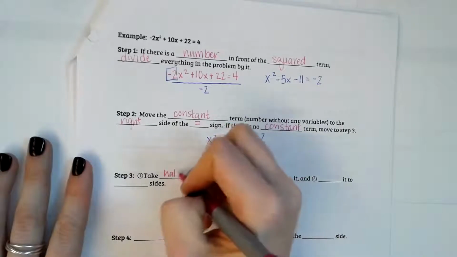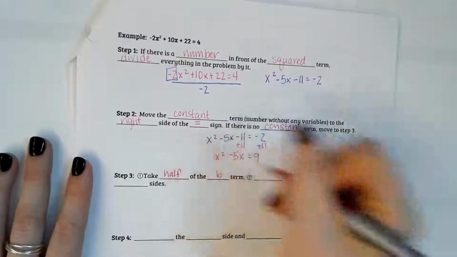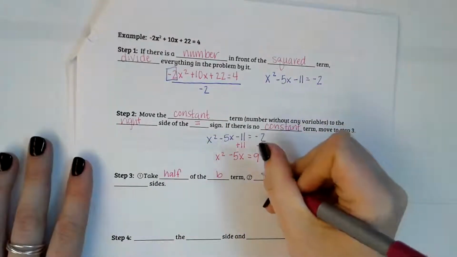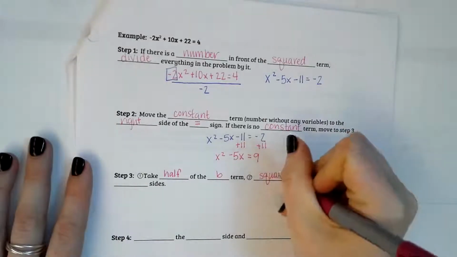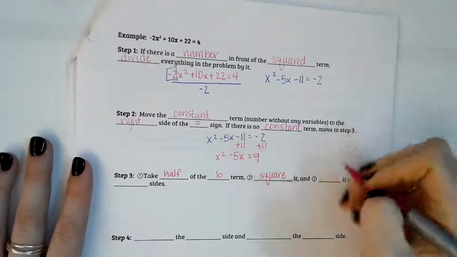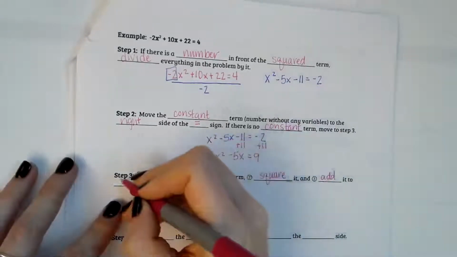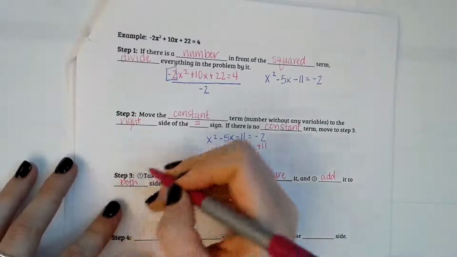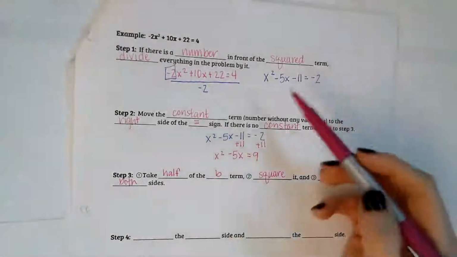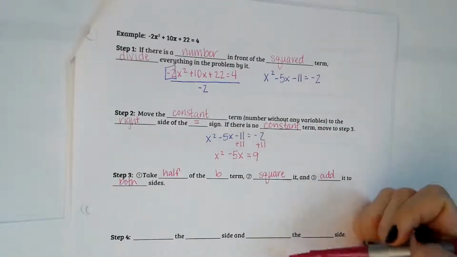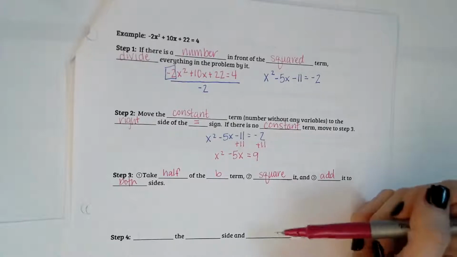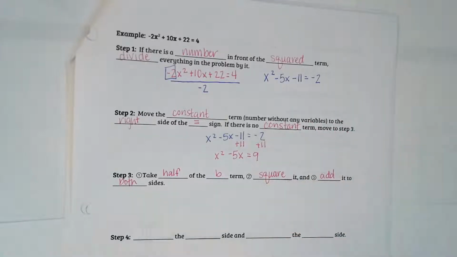Take half of your b term, square it, and add it to both sides. So after this first step, everything is the same as what we did in the last video. So it shouldn't be too terribly difficult.